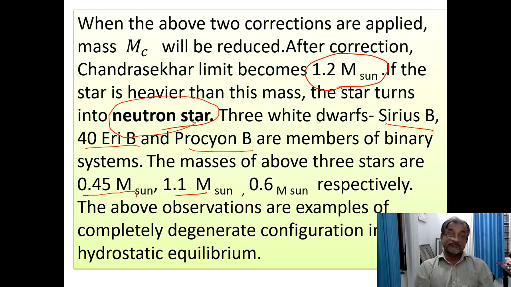The masses of the above 3 stars: for example, the mass of Sirius B is 0.45 M Sun, 0.45 times that of M Sun. And for 40 Eri B, the white dwarf, it has a mass of 1.1 times that of the Sun's mass. Third one, Procyon B, has a mass of only 0.6 times the mass of the Sun.